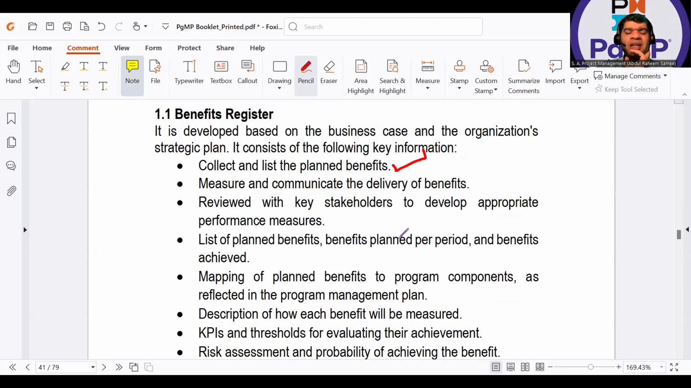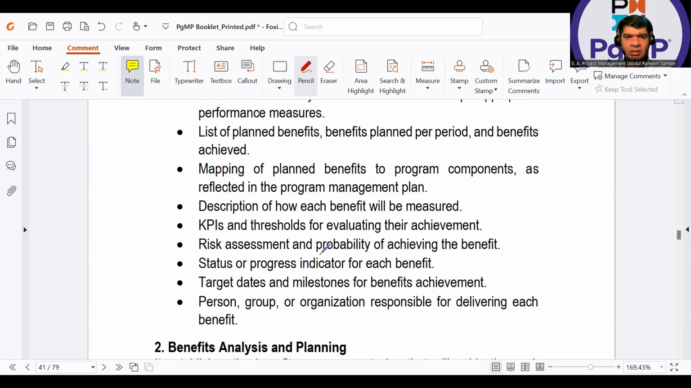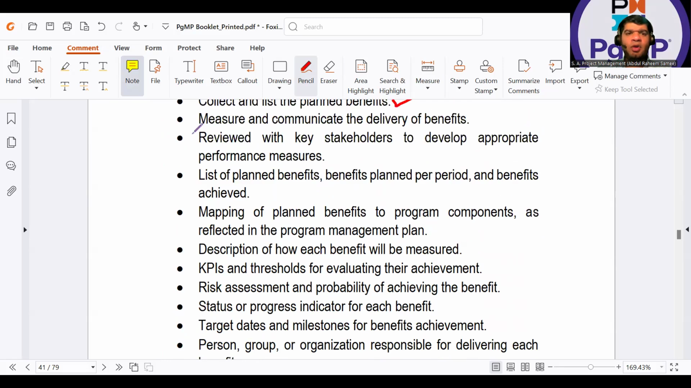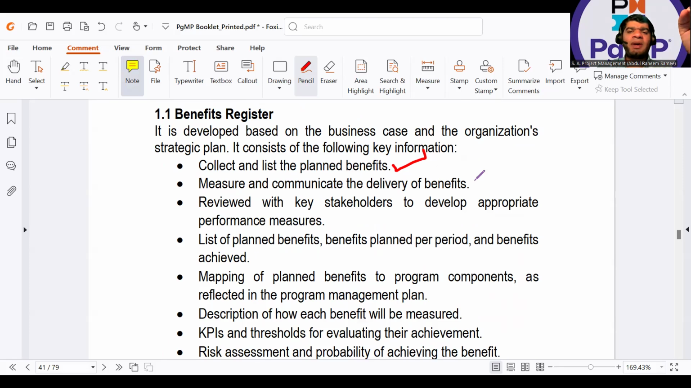Measure and communicate the delivery of benefits. This is the same as written at the end. Reviewed with key stakeholders to develop the appropriate measures, means that whenever a stakeholder doesn't know what the progress of your program is, or what the status of your program is, or how you can convince them the benefits are being realized, you will present them with your updated benefits register.